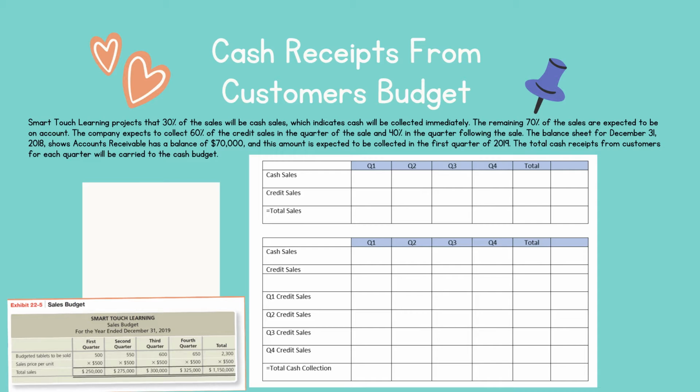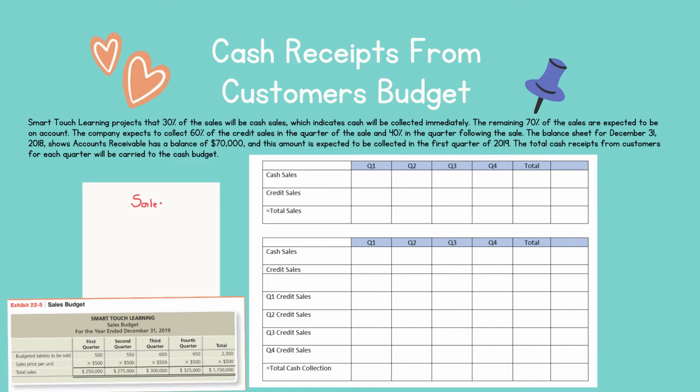Smart Touch Learning projects that 30% of the sales will be cash sales, which indicates cash will be collected immediately. The remaining 70% of the sales are expected to be on account. On account means will be received later. Accounts receivable. The company expects to collect 60% of the credit sales in the quarter of the sale and 40% in the quarter following the sale. So now let's draw a chart which will make it easier for me to understand.